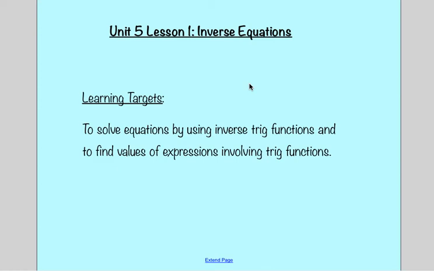Your learning targets for today are that you can solve equations by using inverse trig functions, and I also want you to be able to find values of expressions using trig functions.